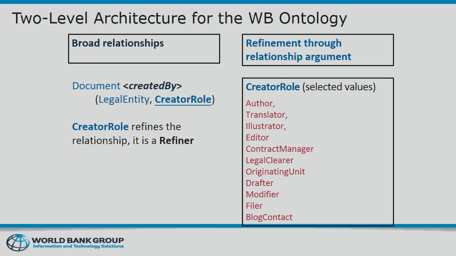You see, the relationships are complex, and there are many. So to manage that complexity, we decided on a two-level architecture, illustrated here on the relationship between a document and a legal entity. This document can be produced by people, but also by organizational units. So legal entity comes in handy here.